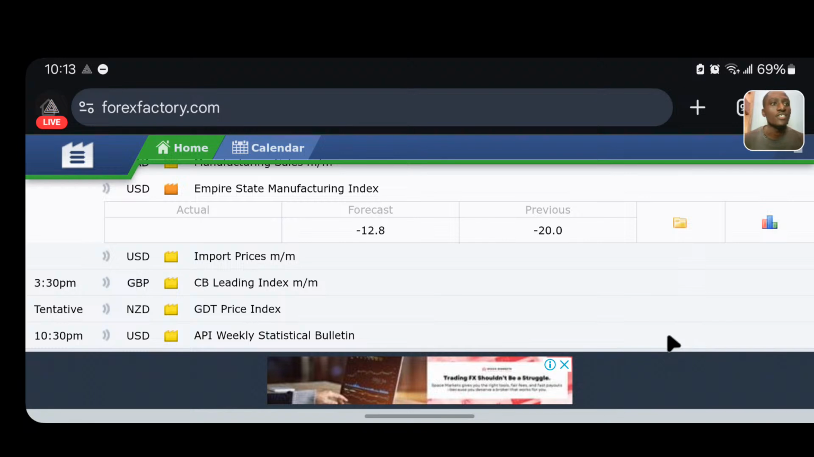So, first things first, we're going to be doing the gold breakdown in the synthetics, the V75-1S. So V75-1S, the synthetics that are offered by the broker Deriv.